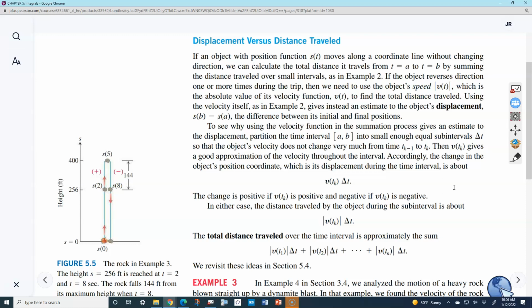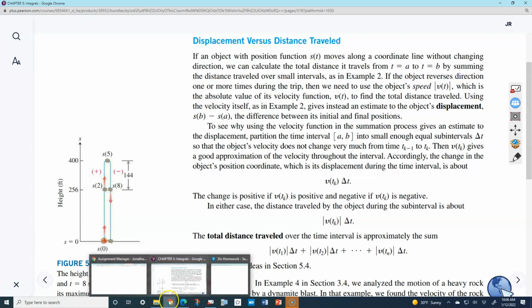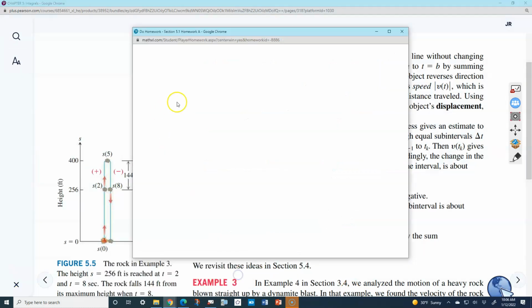Is that helping you on your homework problem so far? Let's just look at the homework problem before we continue. Let's look at the homework problems and make sure we know what we're doing on them.